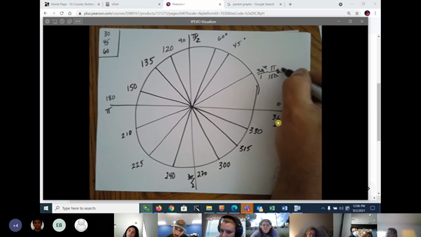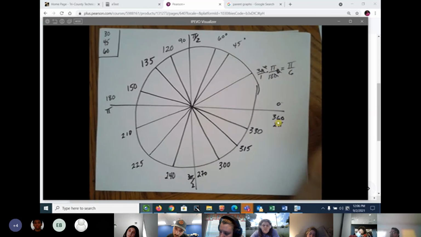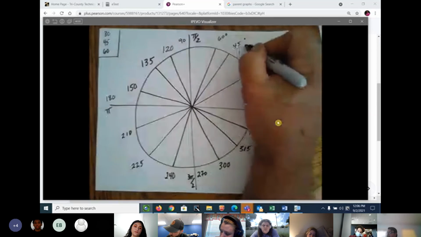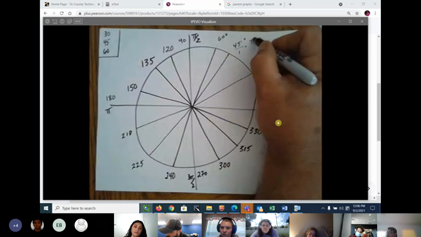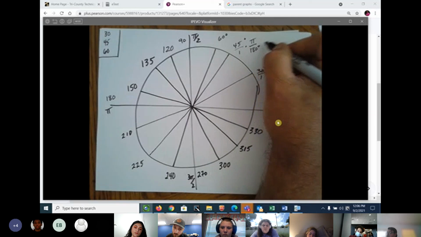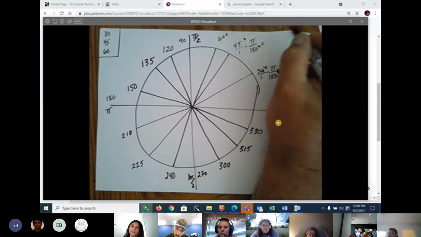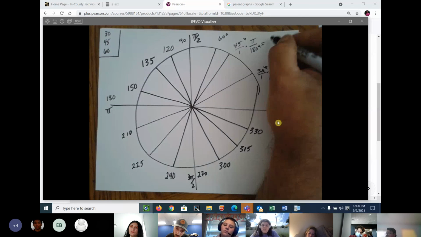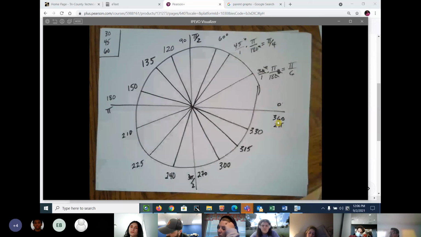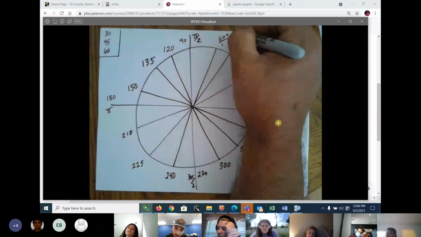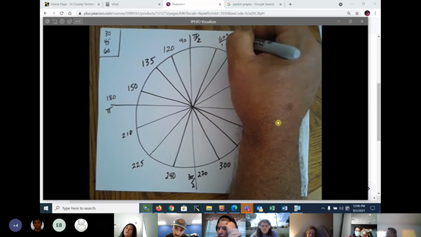So pi over 6. 45 over 1 multiplied by pi over 180. And how many times will 45 go in there? Pi over 4. 60 over 1 times pi over 180. Well, that's pi over 3.